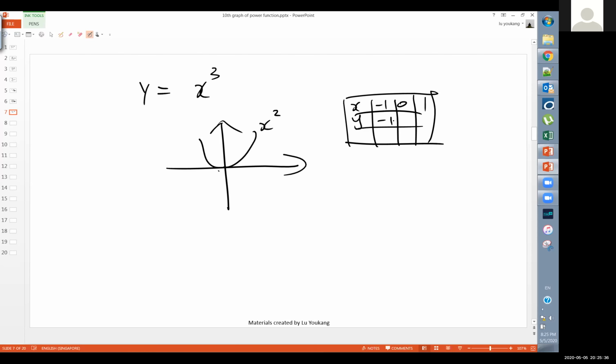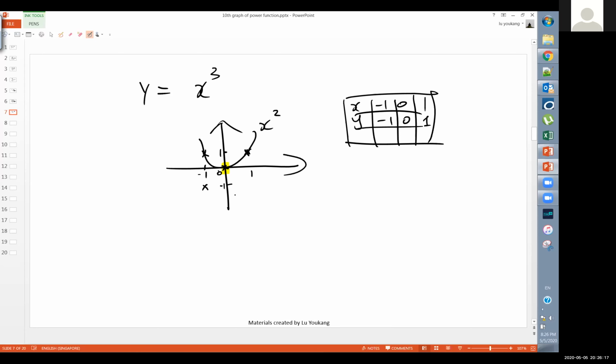So when it's negative 1, I think you get negative 1. 0 is 0, 1 is 1. So somewhere here, this is negative 1, this is 0, this is 1. So this is x squared. Now I'm going to sketch x to the power 3. When it's 0, it's still 0. And then when it's negative 1, I get negative 1. And 1 is 1.